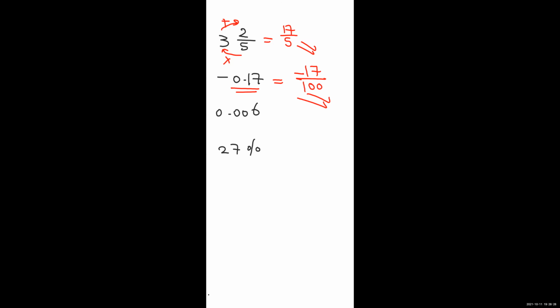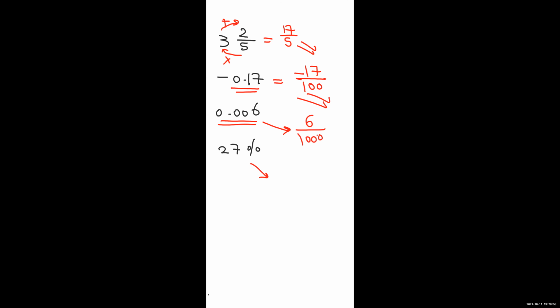Okay, what about the next number, 0.006, Adam? Yeah, it's a rational number. Why do you consider that it's a rational number? Same thing as above, because it's 6 over 100. Are you sure? 1000, sorry. Exactly, 1000. Okay, what about the last number, 27%?